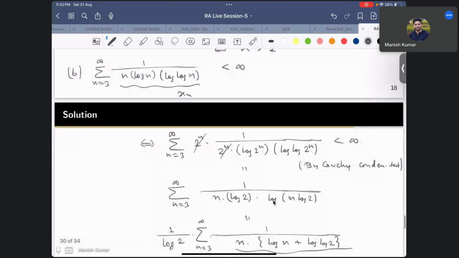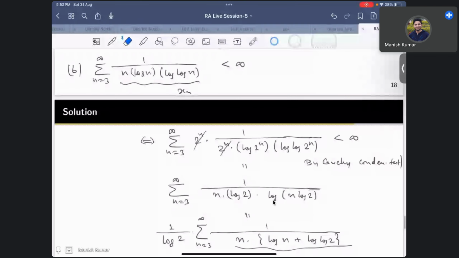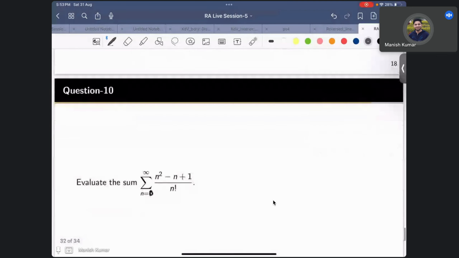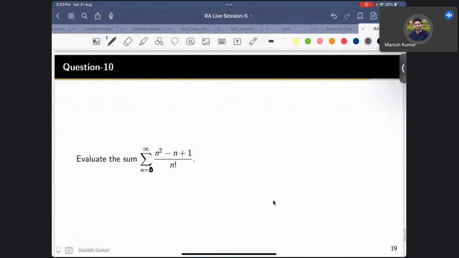Okay, so we have solved this one. Now let's move to the last problem for today's session. Again this question is related to evaluation of this sum. This is not too tough, you just have to write the a_n properly.